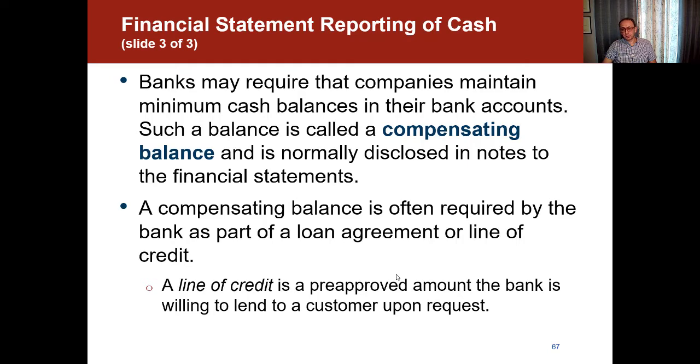A compensating balance is often required by the bank as part of a loan agreement or line of credit. And what is a line of credit? It's a pre-approved amount the bank is willing to lend to a customer upon request. So I can go to the bank and ask them for a line of credit, let's say for $20,000. That doesn't mean I'm going to borrow the $20,000. It's cash available for me once I need it. So I don't need to go through the approval process, but I'm approved up to $20,000.